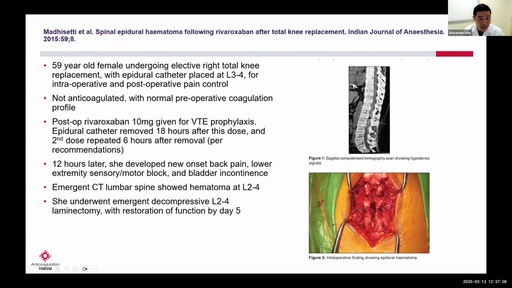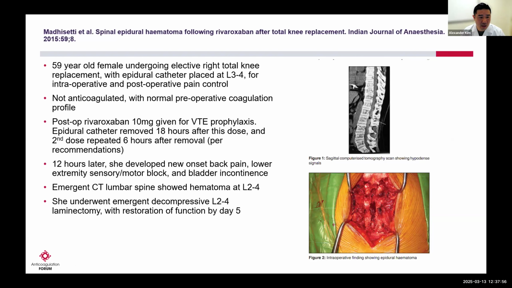And this was the final case of a spinal hematoma that I wanted to highlight. And again, just a little bit of a different flavor here. It's a 59-year-old female undergoing a knee replacement with an epidural catheter placed at L3-L4, which was meant to be used for intraoperative and postoperative pain control. The authors noted that the patient was not anticoagulated and had a normal coagulation profile.